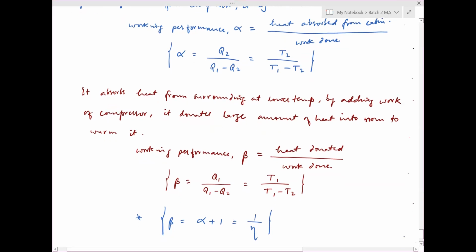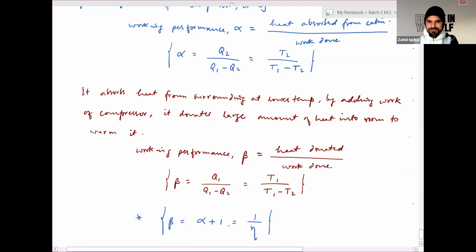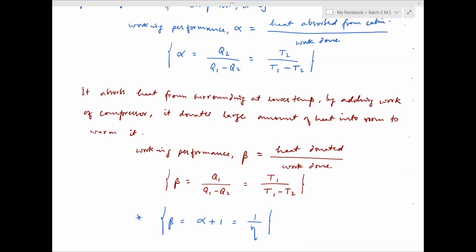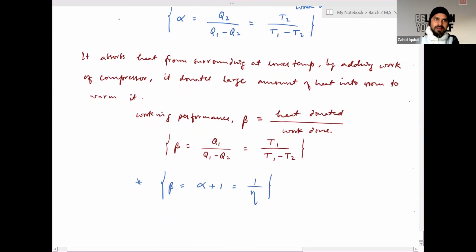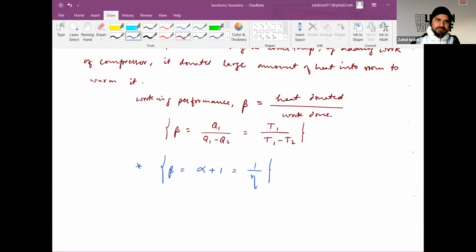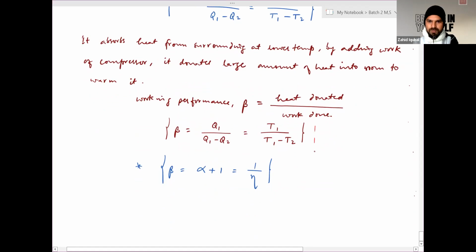So why are we adding 1 to alpha? In the relation beta equals alpha plus 1. Samara? Yes, sir. Okay, let me define it according to the above relation. Alpha equals Q2 divided by Q1 minus Q2, okay? And beta equals Q1 divided by Q1 minus Q2. Is it clear?